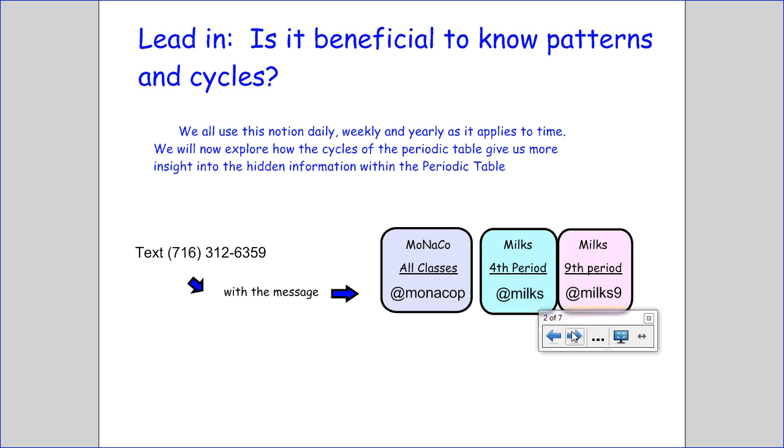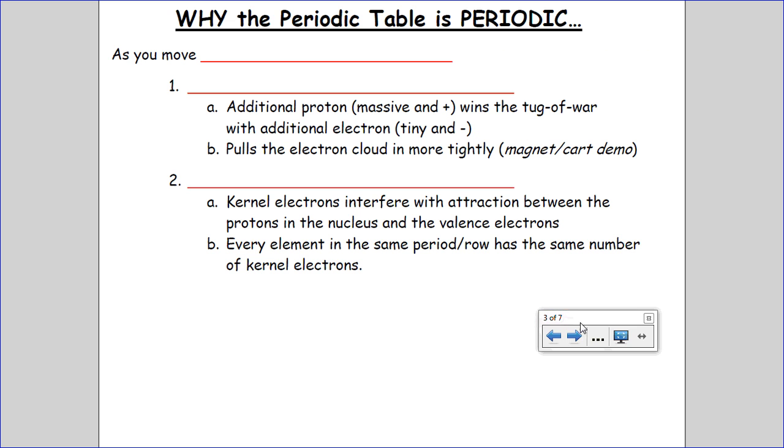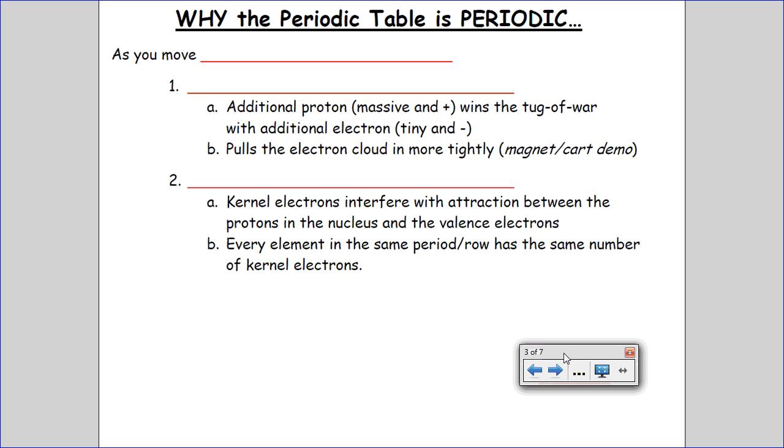So periodicity is how things happen in cycles. You know, sun comes up, sun goes down. Moon comes up, moon goes down. Periodicity is that term. We're going to explore how it applies to chemistry in the periodic table, because the periodic table is arranged in a way that's supposed to show you some cycles. You've got to understand what those are, though. So here we are: why this table is periodic.